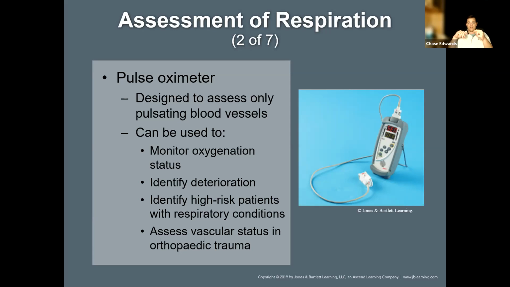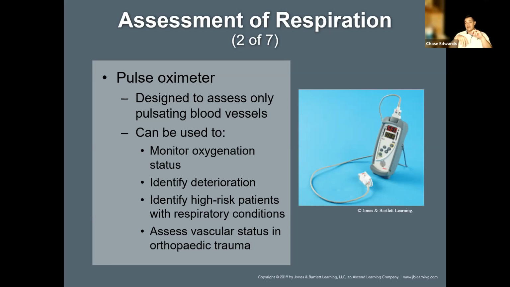Situations in which a pulse ox may be useful in pre-hospital include monitoring oxygenation status of a patient during an attempt to insert an advanced airway or during suctioning. So you put it on there, and if you're suctioning the patient for quite a while and you see that pulse ox start to lower, then you need to back off. We're below 94%, or below 95%. Let's back off. Let's give some oxygen. Let's oxygenate and then hit again.